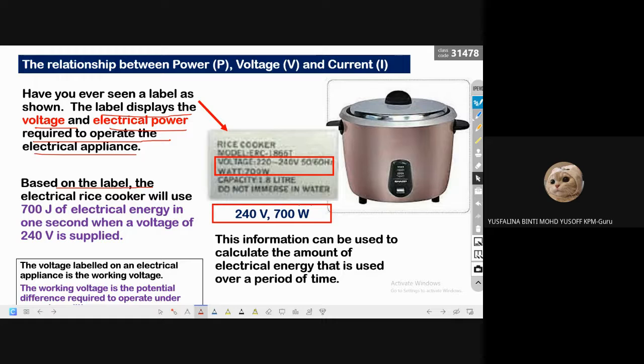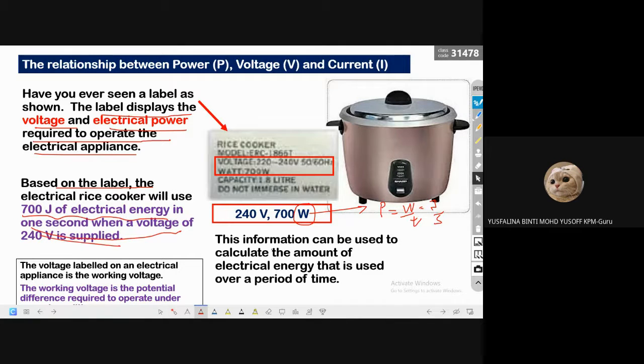So you just change this one because this is watt. Watt means power, right? Power is work divided by time. And work, you already know the unit is joule. It's almost the same as energy, the unit is joule. So it means joule per second. So if 240 volts is applied to the electrical appliance, energy of 700 joules per second will be used in 1 second. So this is the meaning of 240 volt, 700 watt.